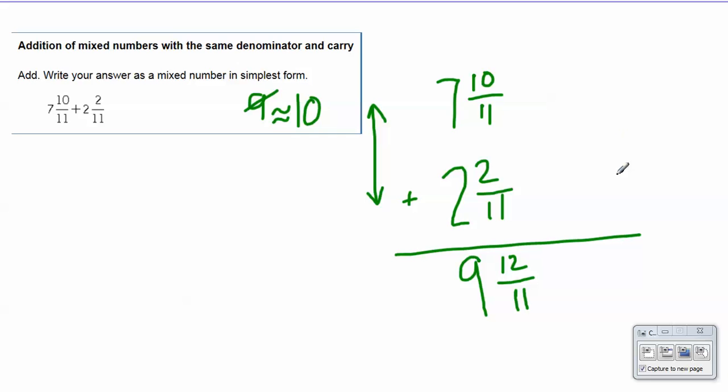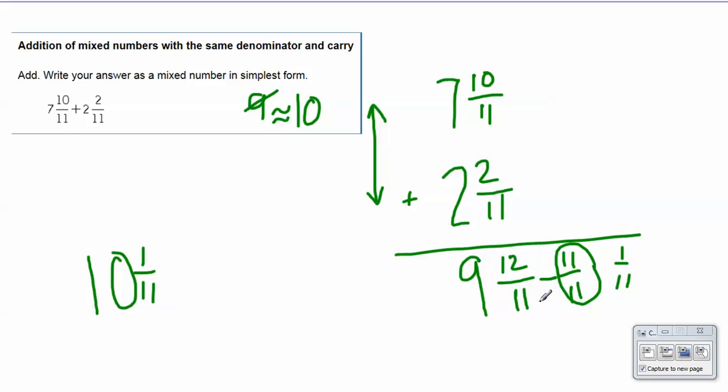And since I have 12 elevenths, I know I have another whole. I have 11 elevenths. That's one more whole. And if I subtract that, I will have 1 11th left over. This 11 elevenths, or one whole, gets added to the 9, so that will be 10. And that remaining 1 11th that I have left over is my fraction. So what you're ultimately doing here is taking 12 divided by 11. And I know that is 1 and 1 11th. So I'm adding 1 and 1 11th to my original 9, which makes 10 and 1 11th.